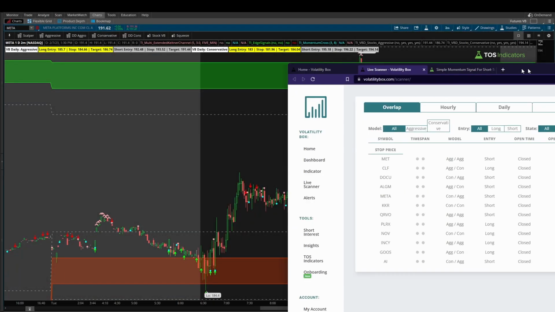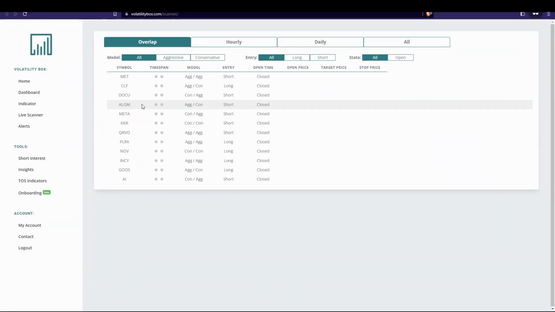In today's video, we're going to take a look at all of the different volatility setups that we had using our overlap tab inside of our live scanner. Now, for those that are new to our channel, the live scanner is a custom scanner that we've built inside of our Volatility Box platform.